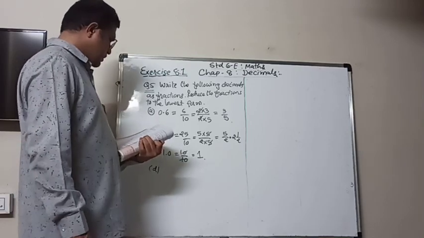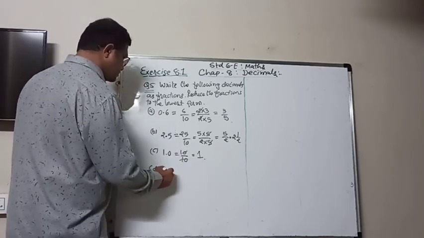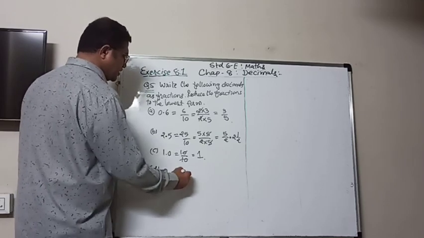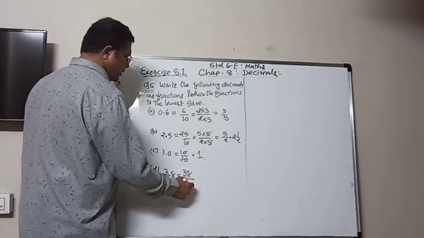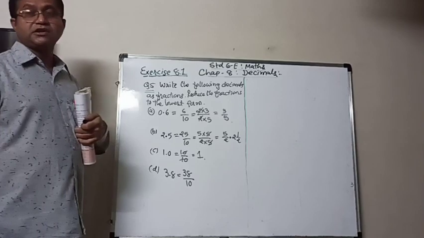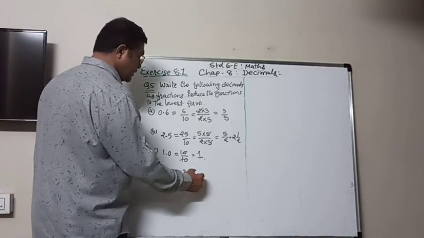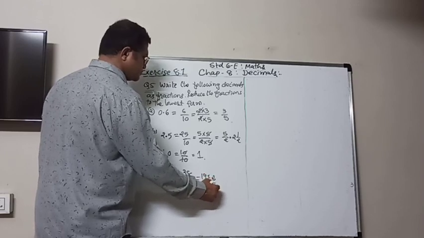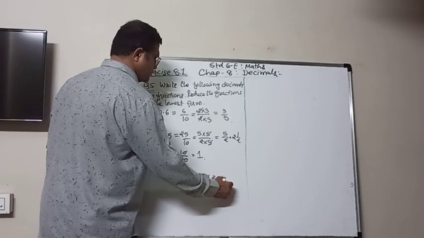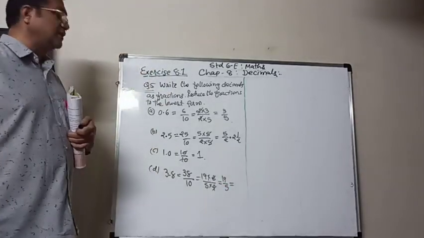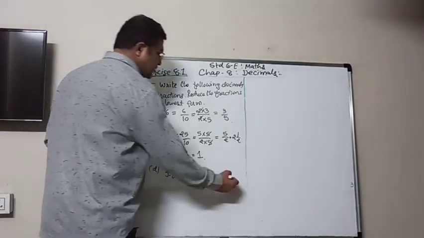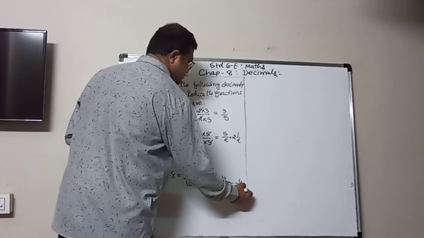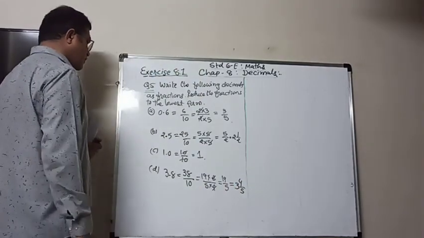D. In D it is 3.8. And as I explained you here, in place of 3.8 we will write 38. Then 38 upon 10. Now 19 2s are 38 and 5 2s are 10. 19 upon 5. Now it is an improper fraction. So 5 3s are 15. How many remaining? 4. So 3 integer 4 upon 5.